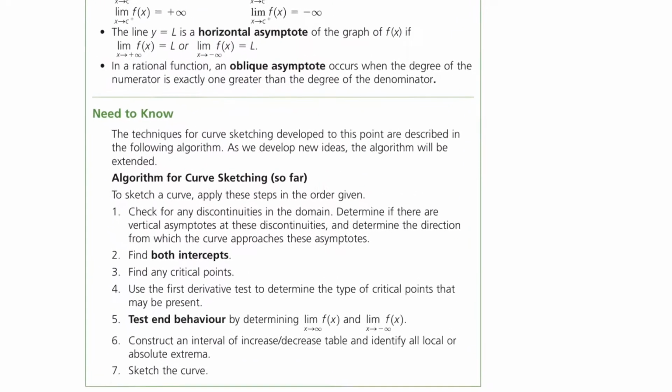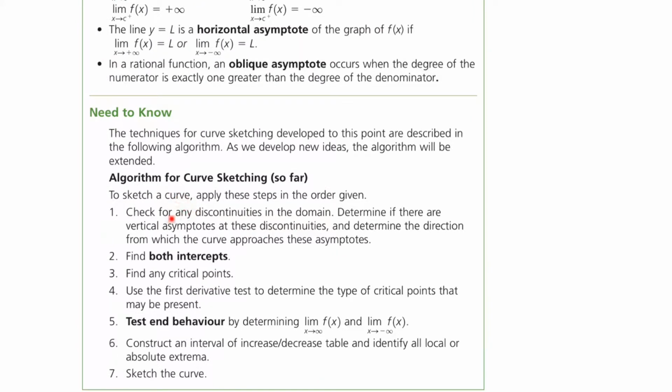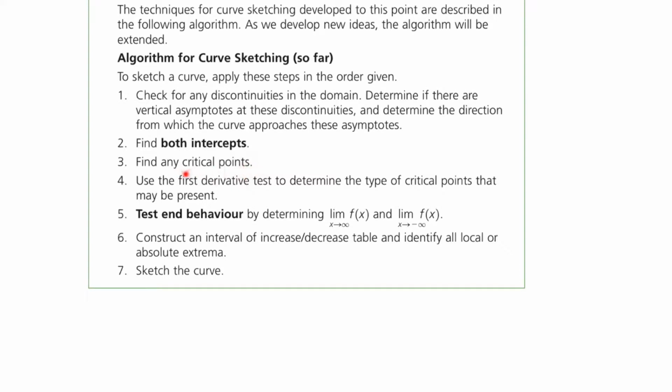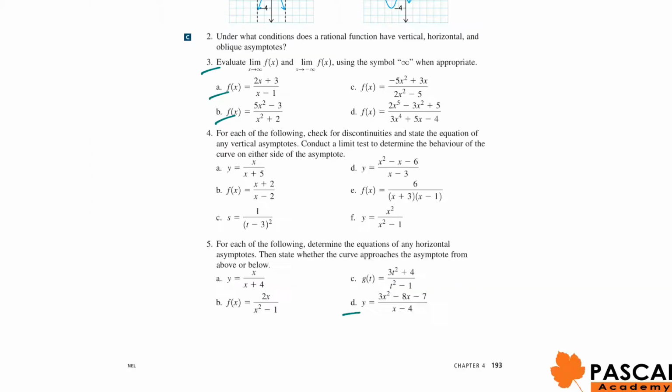And to sketch the graph of the function, what we learned so far is finding the discontinuity, determining any vertical asymptote, finding the intercepts, both x and y intercepts, determining the critical points if there are any, using the first derivative test to find out whether the critical points are either maximum or minimum, testing the end behavior, which means finding the limit of f of x as x approaches positive or negative infinity, constructing an interval of increase-decrease table, and identifying all local extrema. Put all of this together and sketch the graph of the function.